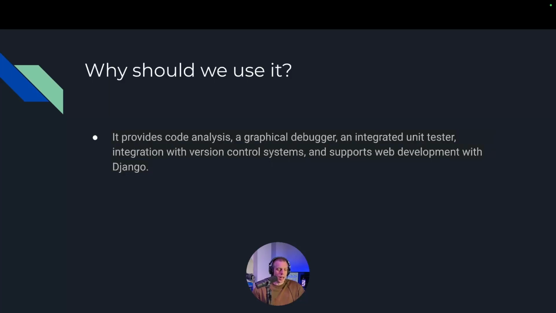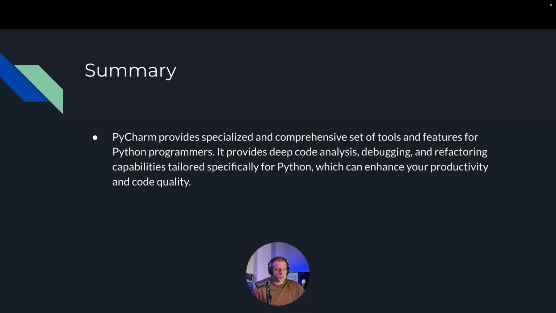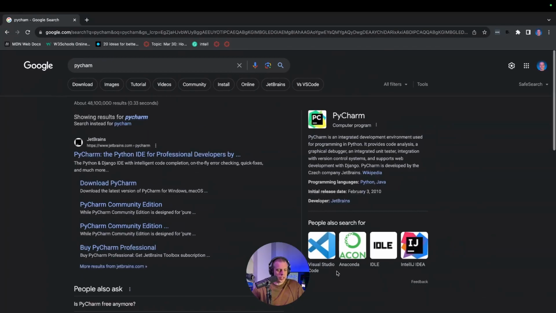It provides code analysis, a graphical debugger, an integrated unit tester, integration with version control systems, and supports web development with Django. And lastly, as a summary, PyCharm provides a specialized and comprehensive set of tools and features for Python programmers. It provides deep code analysis, debugging, and refactoring capabilities tailored specifically for Python, which can enhance your productivity and code quality. So now let's get into it and let's download it on your operating system.